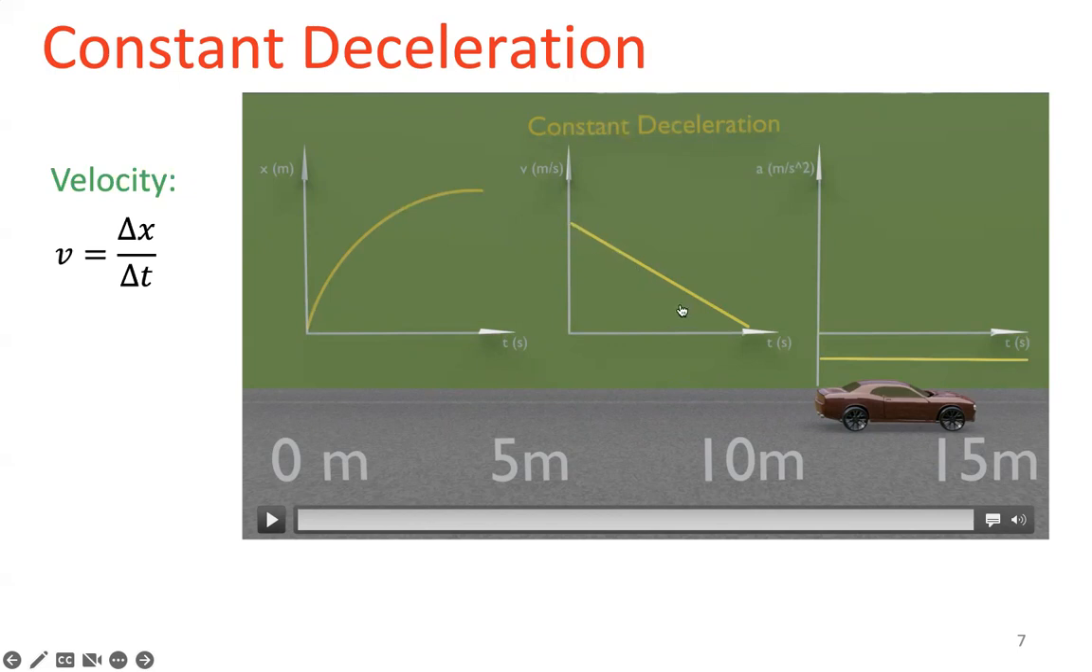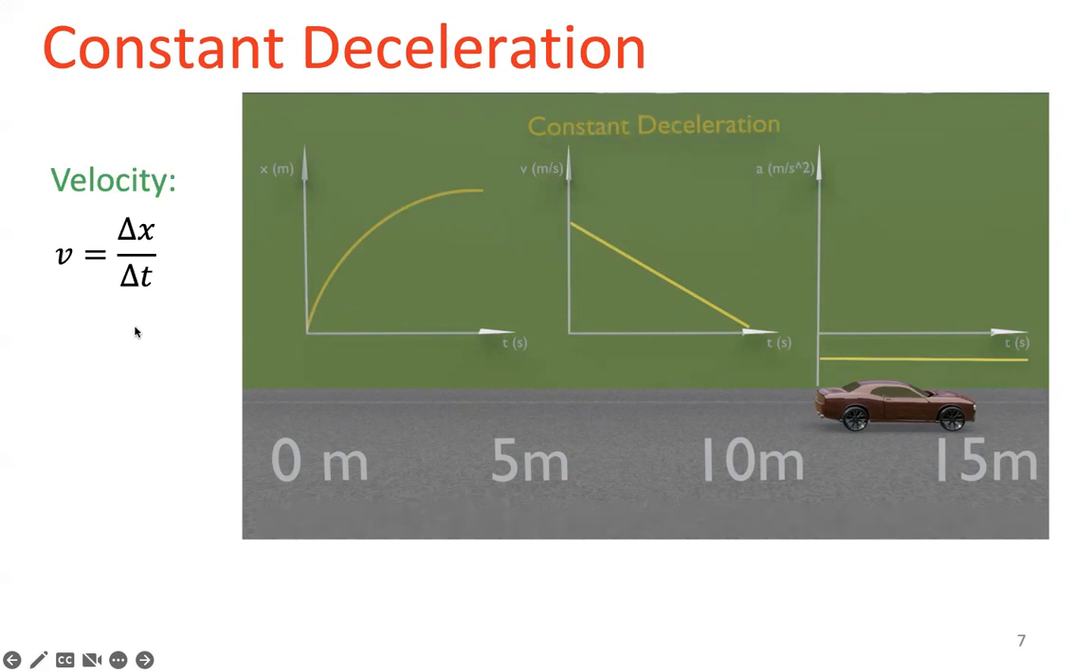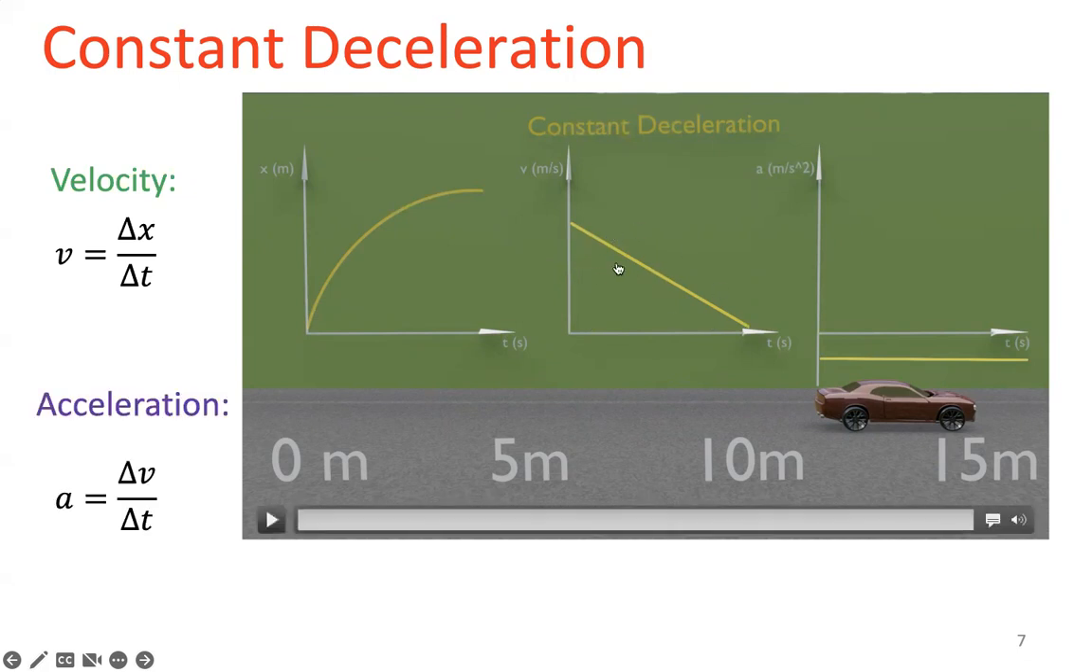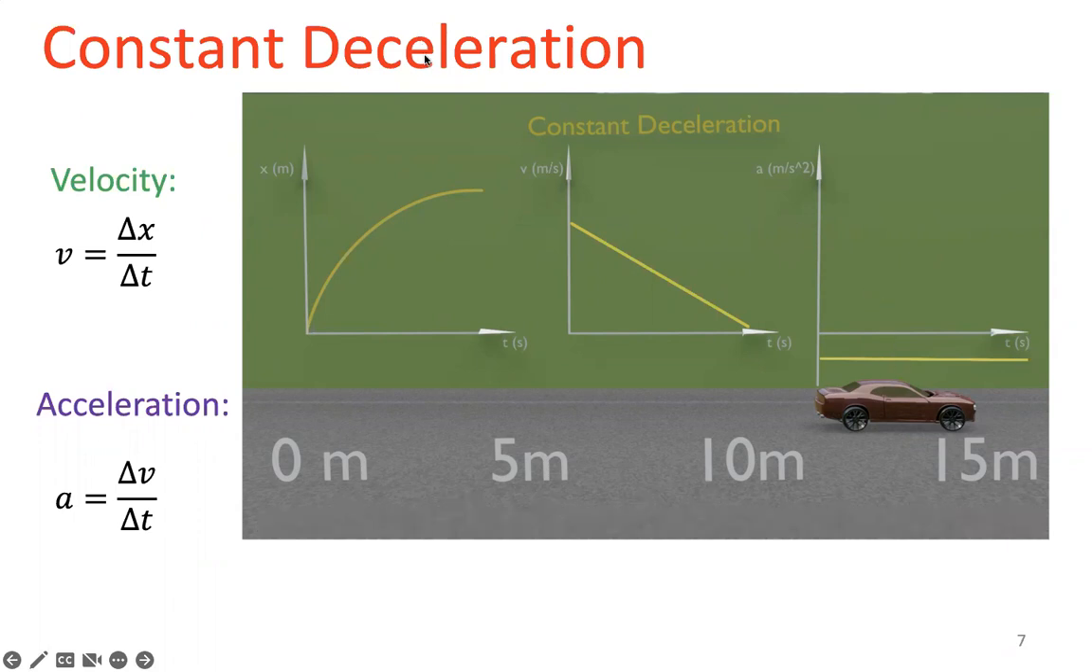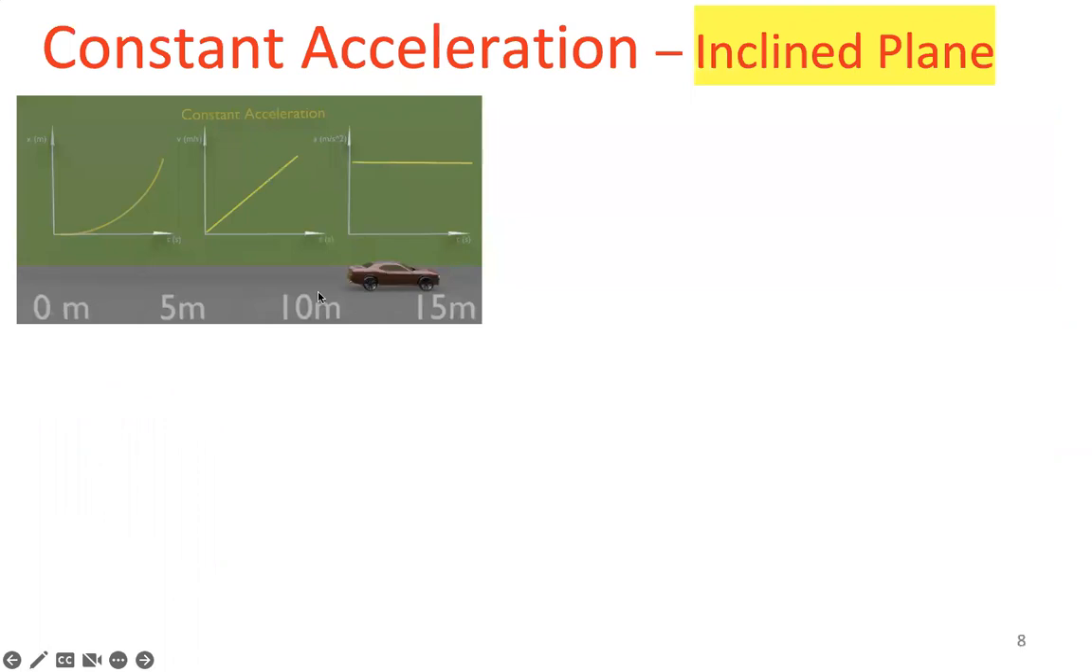It had a big number, but it is decreasing, slowing down. Looking at the velocity versus time graph, the slope is the acceleration. It is a negative constant slope. Here we go, constant negative number for the acceleration. Okay, so deceleration. We already did talk about this car moving on a flat road with constant acceleration.